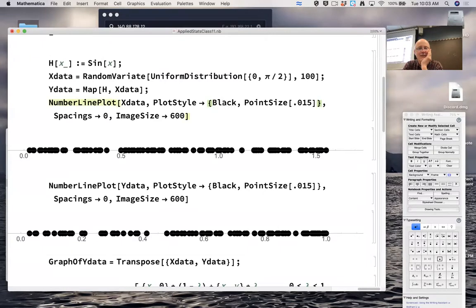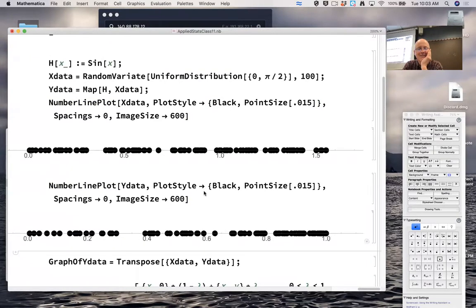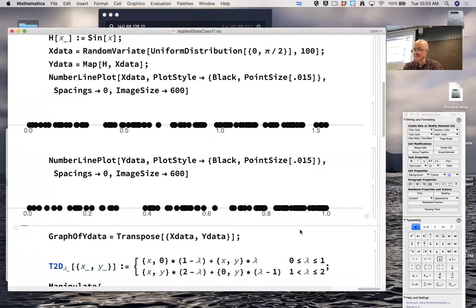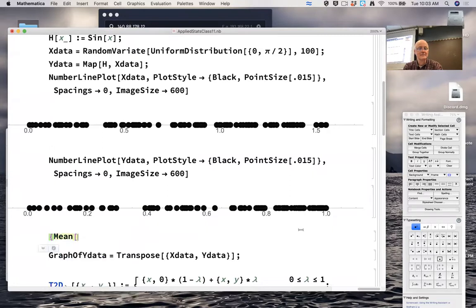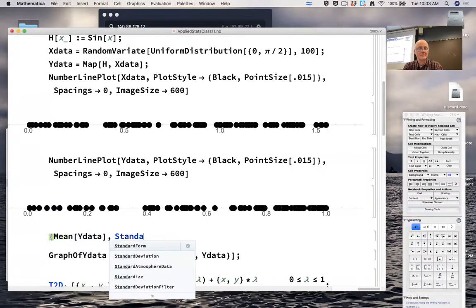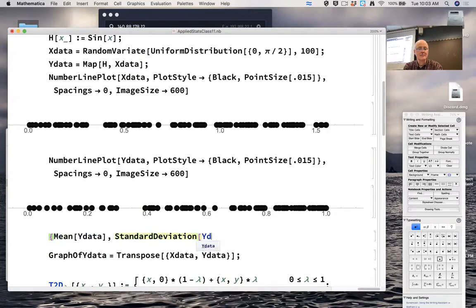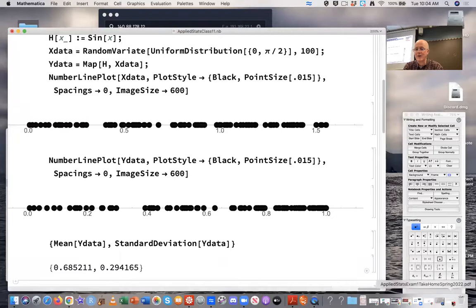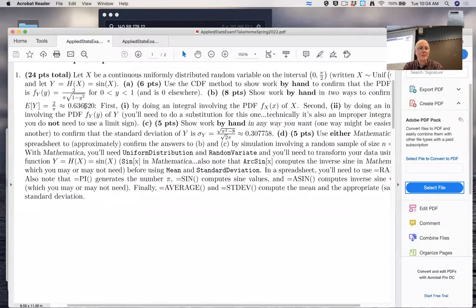Let's try to rerun the simulation and see if it's more obvious. Okay, there it's seeming fairly obvious that the data is pretty dense over there when the Y is close to 1. And the PDF of Y gets higher as you get close to 1. In fact, you got a vertical asymptote there. These numbers are matching, about 0.685 and 0.294. Reasonably close to those.